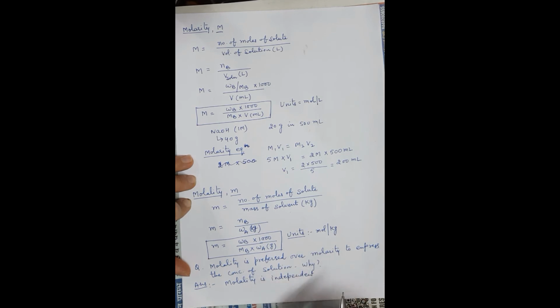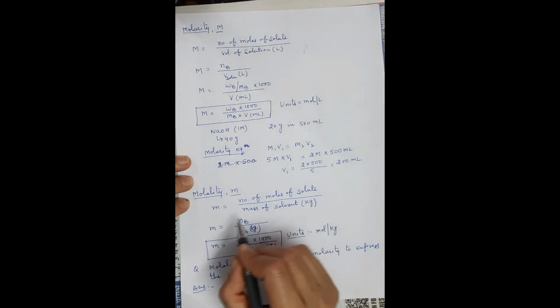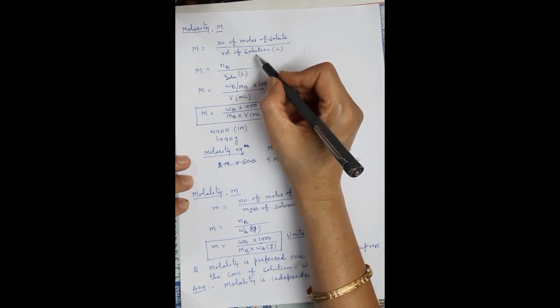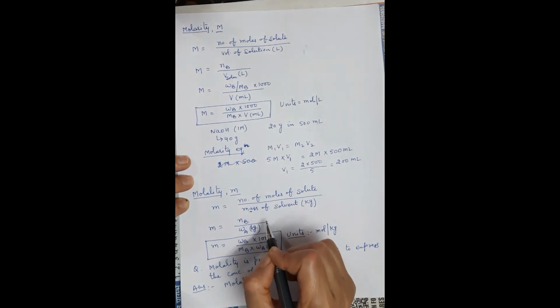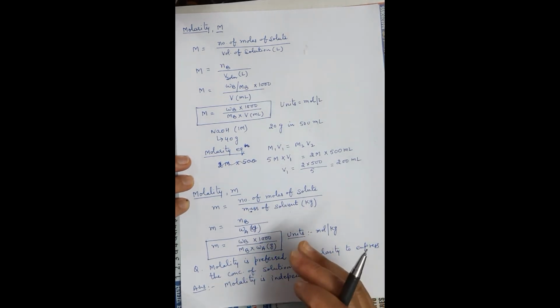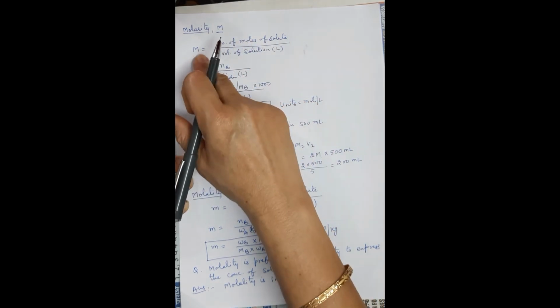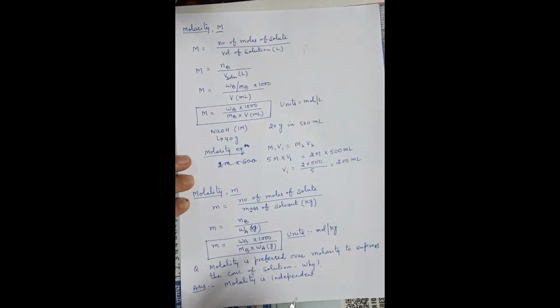Why is it so? Because molality has the term mass, not the volume. Volume changes with the change in temperature, but mass doesn't change with the change in temperature. So even if you prepare the solution today, maybe after a month, temperature changes, mass of solvent is not going to change, but the volume of solution will change. So molarity will change. So molality is independent of temperature. Molality of solution remains the same even with the change in temperature, whereas molarity changes with the change in temperature.